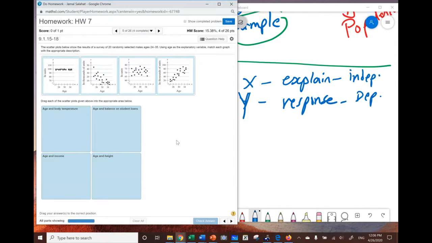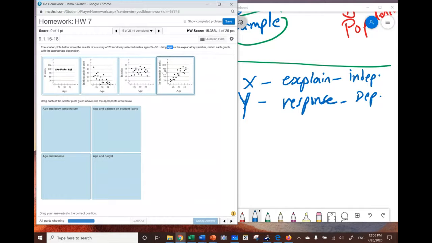Here, we need to be careful because in here it's not looking really at if there is strong correlation or not strong correlation, whatever. Here it says the scatter plots below, all of them show the result of a survey of 20 randomly selected males aged 24 to 35. We're going to use age as the explanatory variable. In other words, we're going to use the age as x. So look at the bottom here, age, age, age, age, all of them age. The question in here, what is the y-axis?